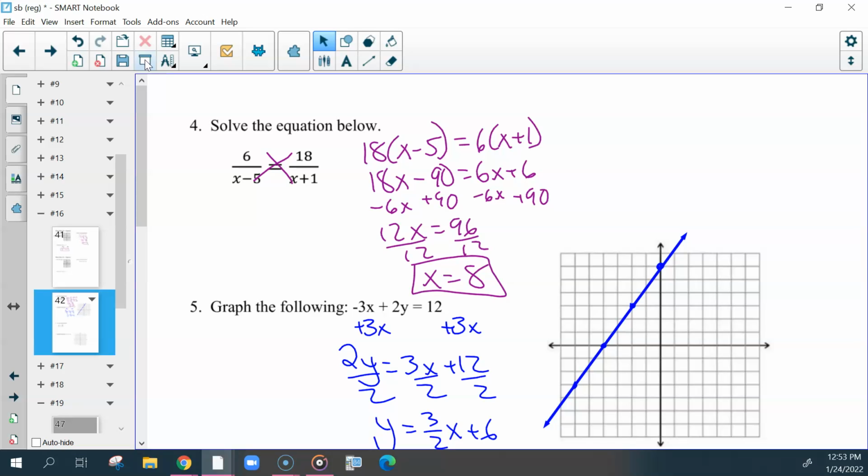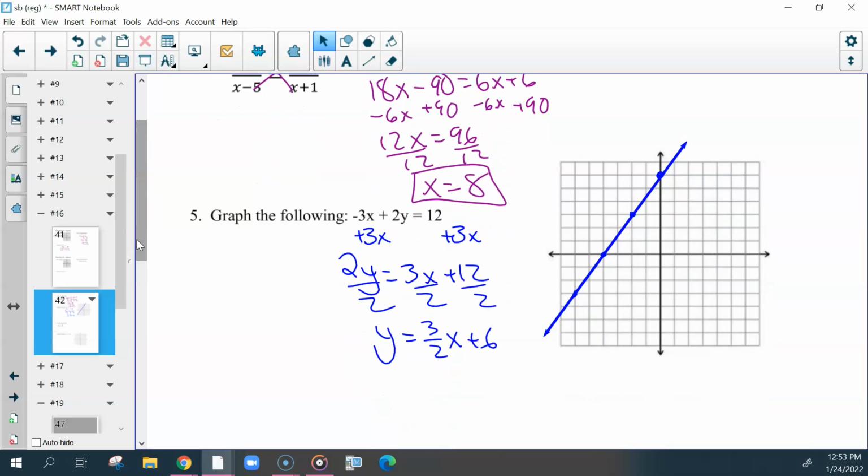And then for the last one, you needed to graph this equation, but it needed to be in slope-intercept form. So we would do what we did on the front, add 3x to both sides, rearrange this so that the x term comes first, divide everything by 2. So we have the equation y equals 3 over 2x plus 6. And then we could graph it. Yes.